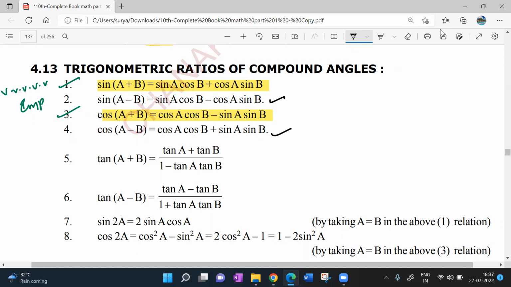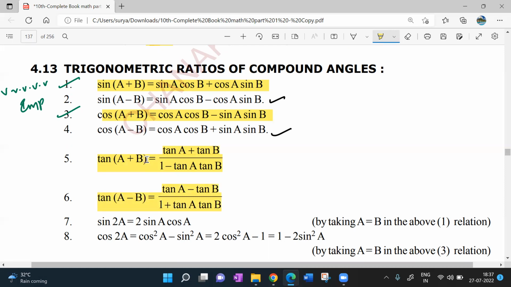Sir, I have a doubt here. Now tan A plus B. What is the tan A plus B formula? Tan A plus tan B by 1 minus tan A tan B. Tan A minus B formula is the same as tan A plus B, but change the signs.